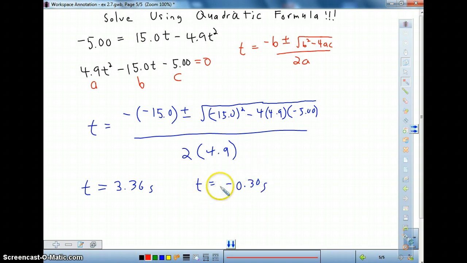As we said for various reasons in the past, t can't be negative. So this answer is an insignificant outcome, and our true answer for when that ball is going to be -5 meters beneath where I originally threw it is 3.36 seconds. Yay.